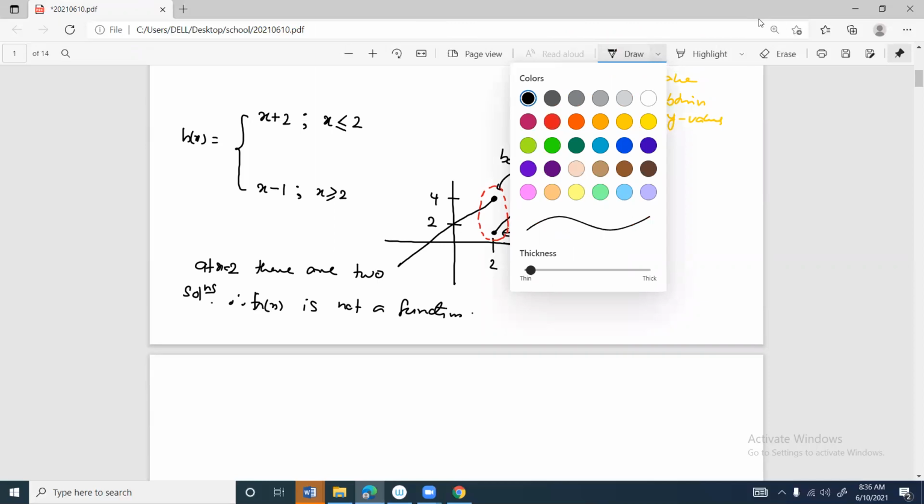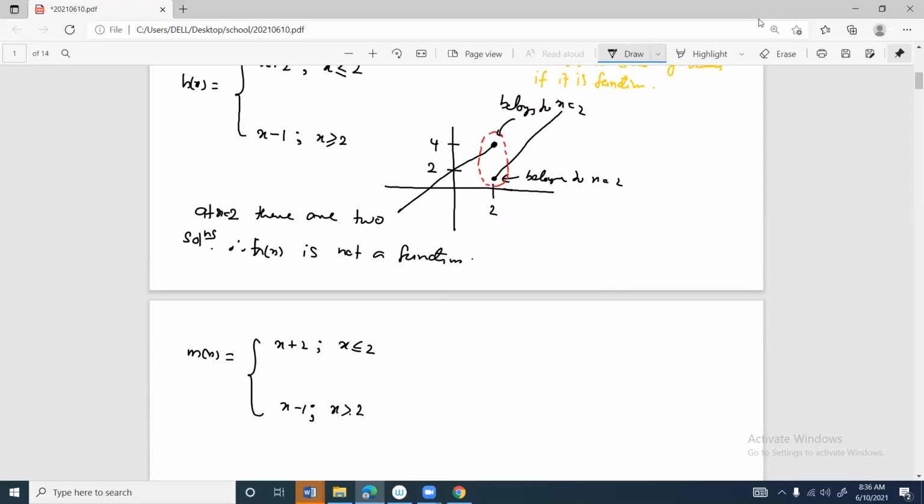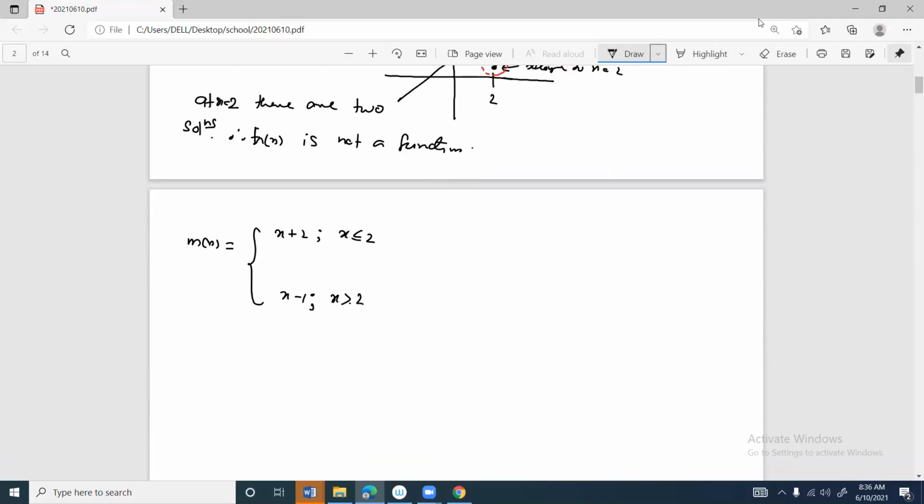Again, we'll get m(x). m(x) is equal to, we'll take the same example. I'll explain it. x is less than or equal to 2, and x minus 1 for x greater than 2, right? Sorry, the equal sign is not there in the second one. Okay, now when you draw this graph, look at this.